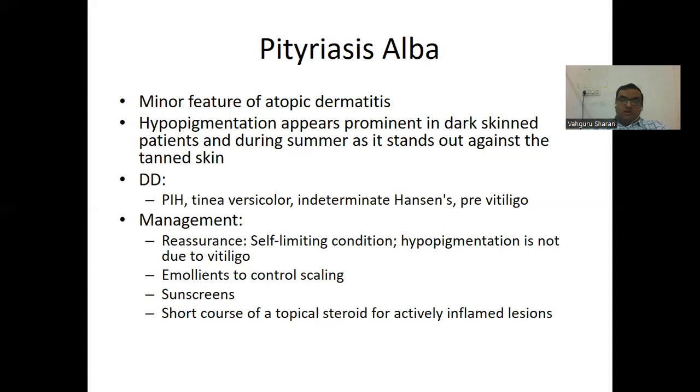Reassure. It is a self-limiting condition. The most important thing which the parents are concerned about is vitiligo, and you should tell them that this hypopigmentation is not due to vitiligo. To control scaling, we need emollients, sunscreens, and for actively inflamed lesions, we need a short course of a topical corticosteroid.